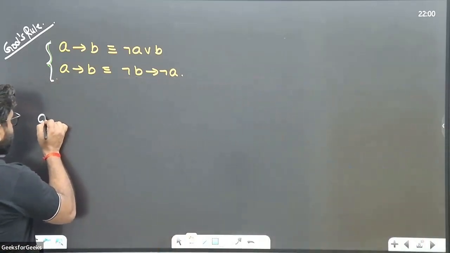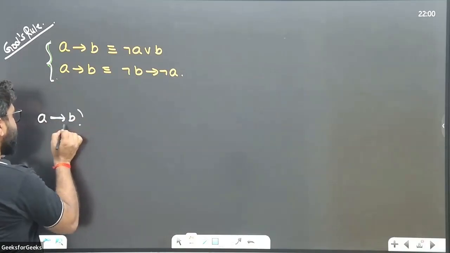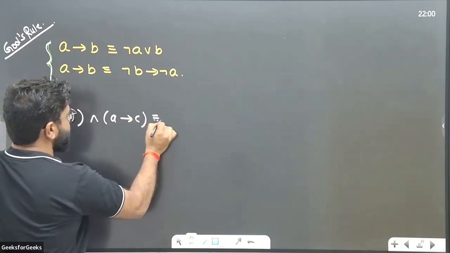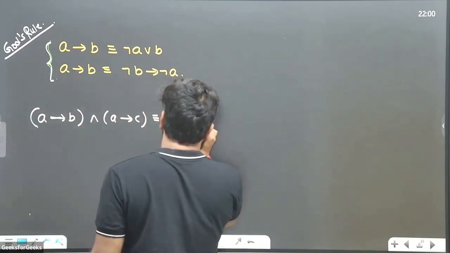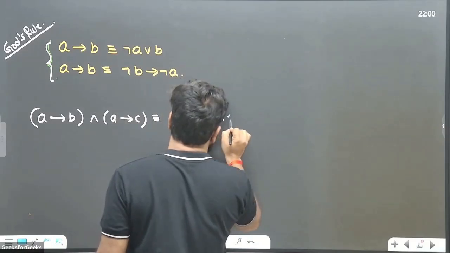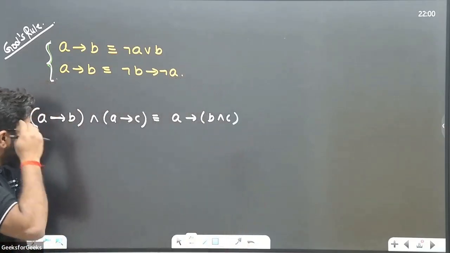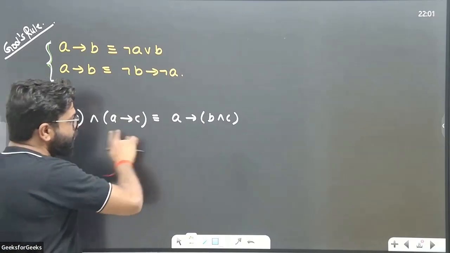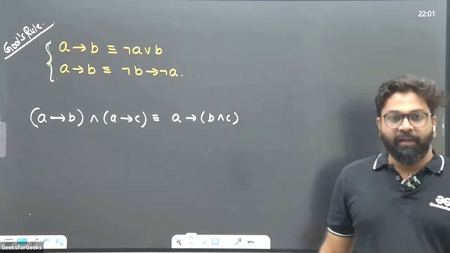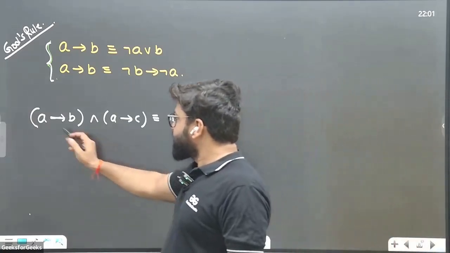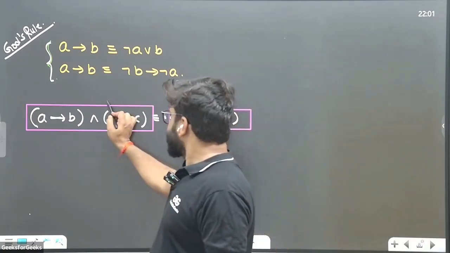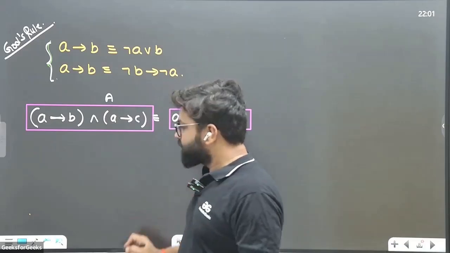So here the next one: suppose I'm writing A implies B and A implies C, then this is logically equivalent to A implies B and C. This is your rule. Now, how to solve this? As I was saying while teaching, this is a type 2. So let's consider this is your expression A, and this is your expression B.